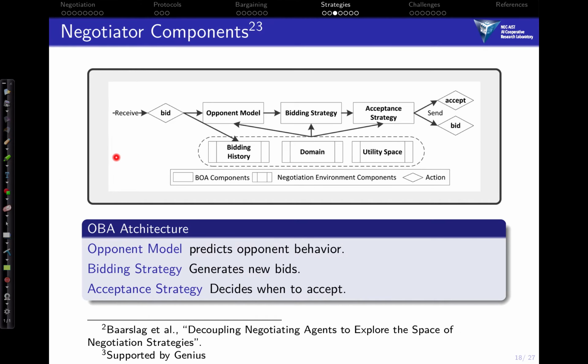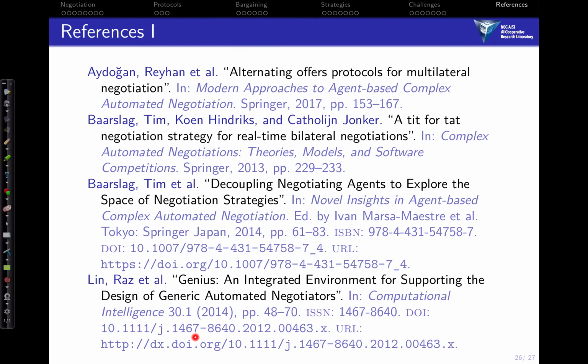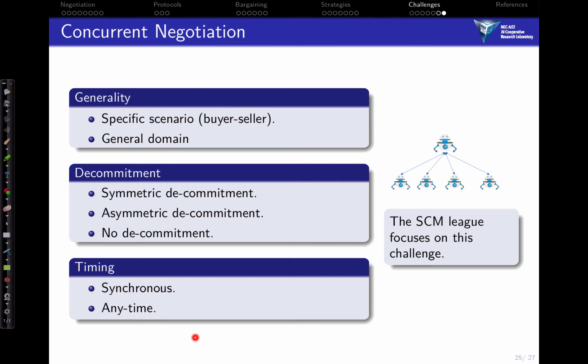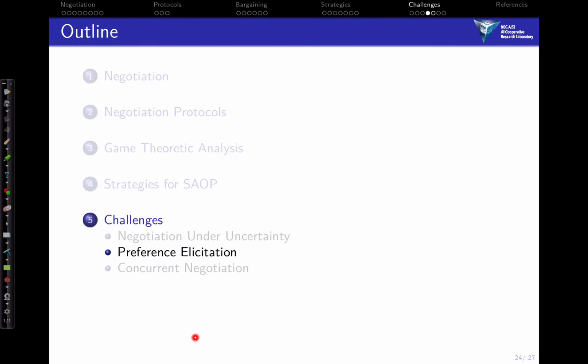And there are some common decompositions of the agent structure in this case. You don't need to use this decomposition, but it's useful to understand it because it gives you some intuition about some of the existing negotiation strategies. This very common decomposition called the BOA architecture divides the agent into the following components.